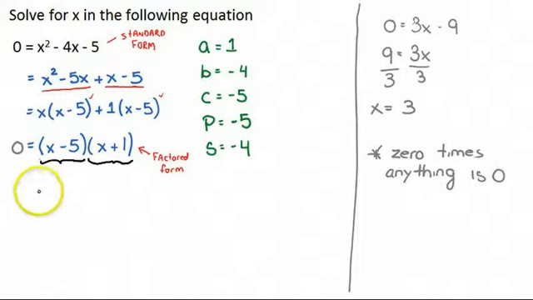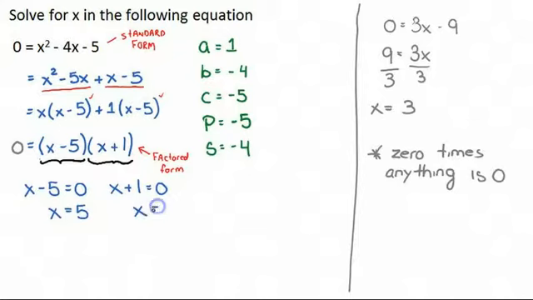So what I can do then from there is I can take x minus 5 and set it equal to 0 and solve for x. So x is equal to positive 5. And then I can take x plus 1 and set it equal to 0 and solve for x. So x equals negative 1. And I'm done.